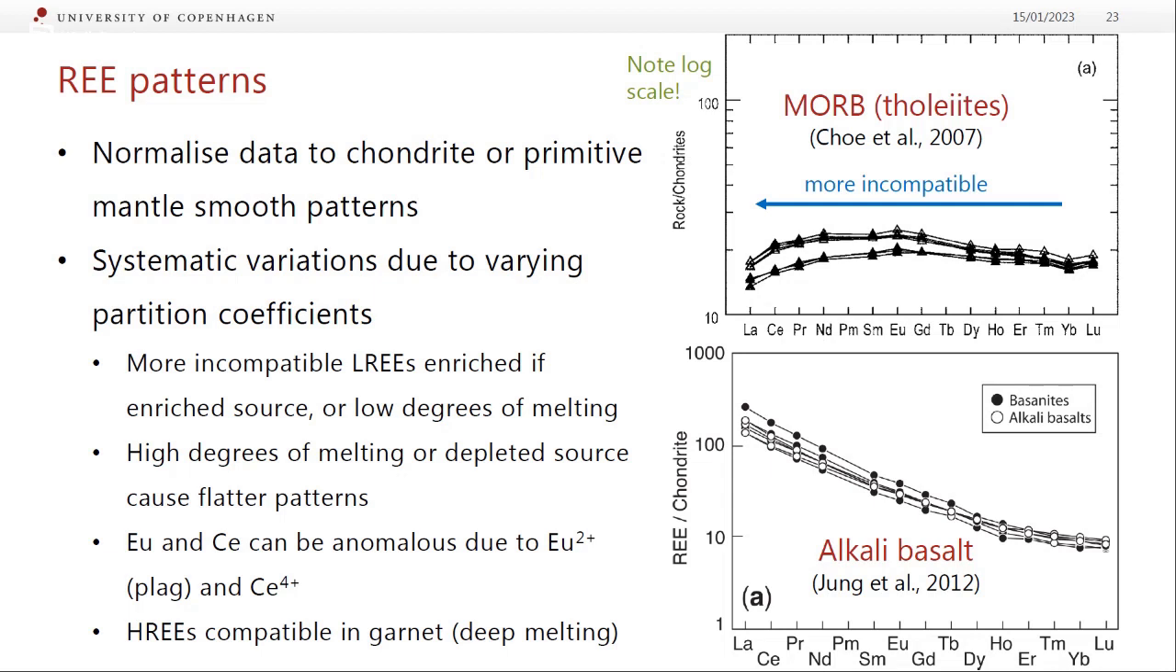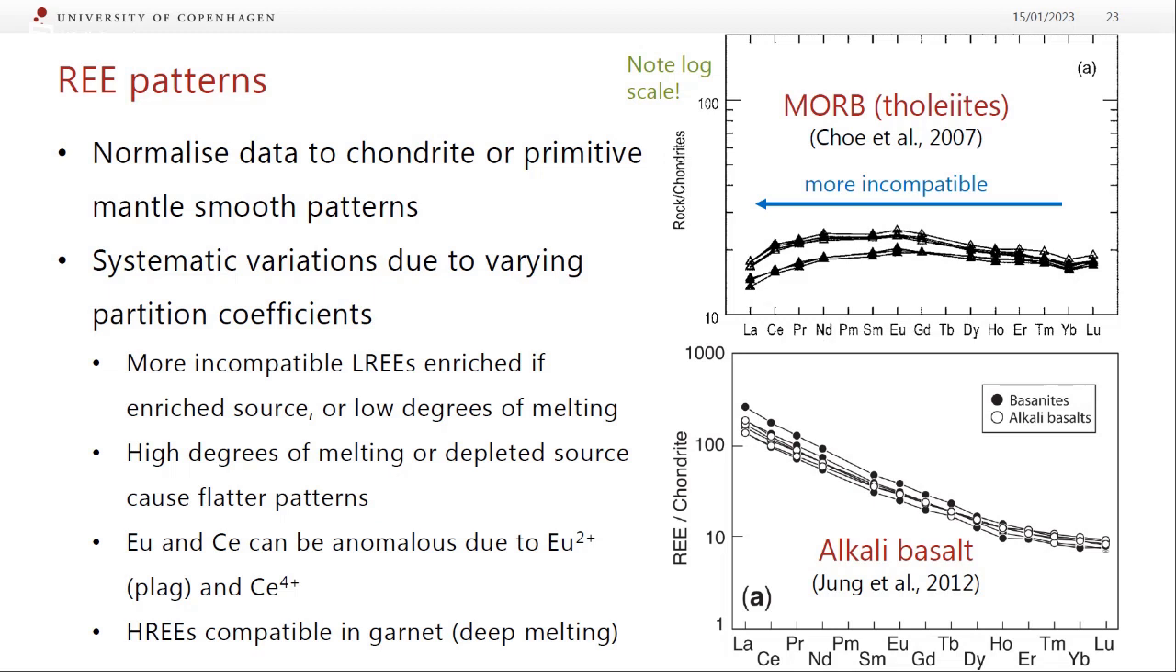And that's because the most incompatible elements get concentrated more at the low degrees of melting. If we have high degrees of melting, then we get progressively flatter patterns because the difference in the concentrations between these highly incompatible light rare earths and the less incompatible heavy rare earths is basically getting diluted down by adding melts that don't have as many light rare earths, just because we mostly removed them from the source.